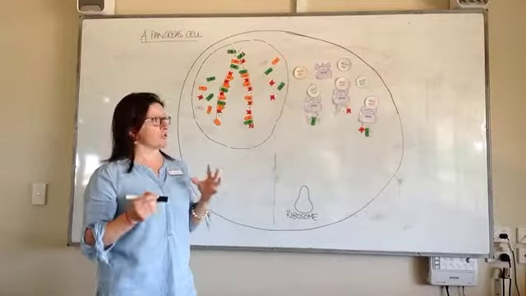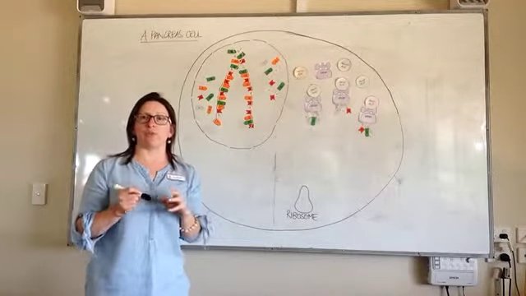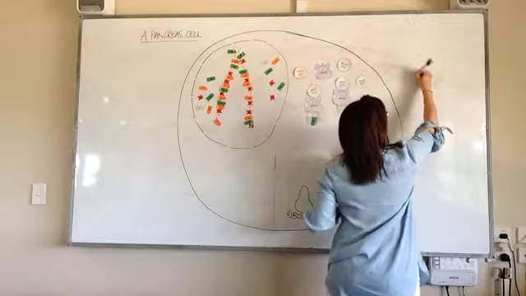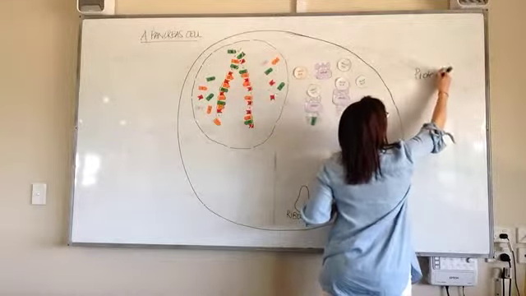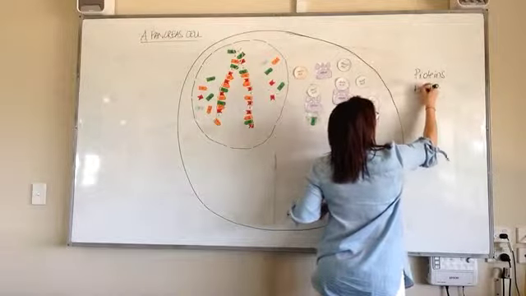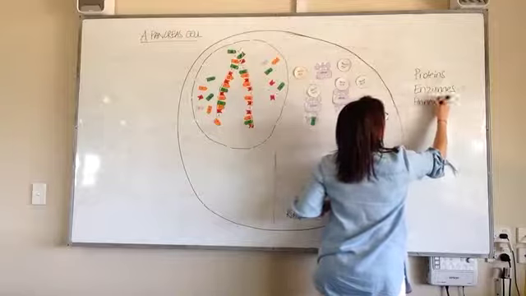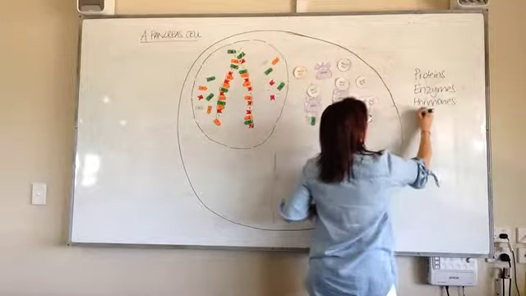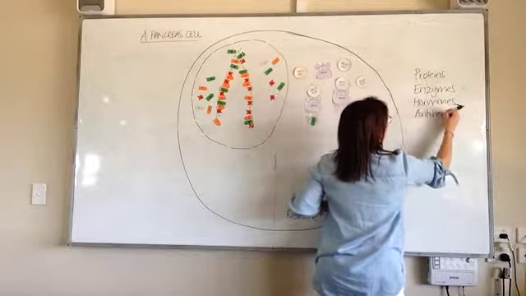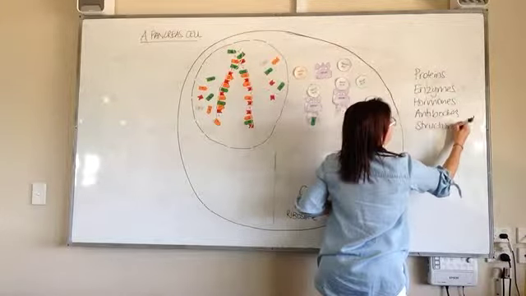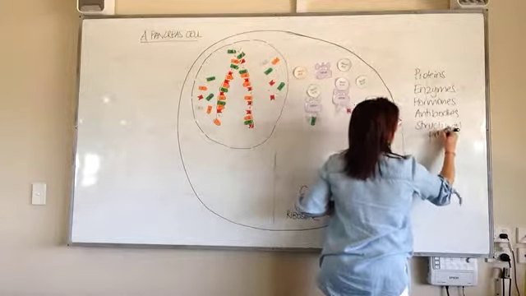So just to recap, really important types of proteins that your body requires are large groups including enzymes, hormones, antibodies, and structural proteins, such as those found in the cell membrane.